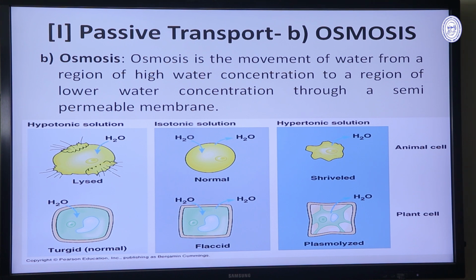Okay. In the last stage you can see the hypertonic solution, where the salt concentration outside of a cell is very high. So, what will happen? The water from the cell will move out from the cell and the cells will shrink. This condition in plants is called plasmolysis.